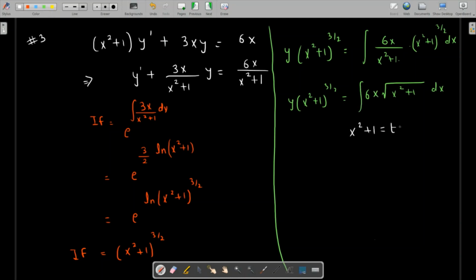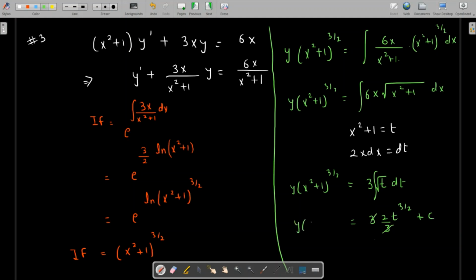So x squared plus 1 is t, which means that 2x dx is going to be dt. So the integration is now going to look like y times (x squared plus 1) raised to the power 3 over 2 is equal to, I think, 3 root t dt. If you integrate 3 root t, that's going to be 3t raised to the power 3 over 2 times 2 over 3, plus c. So the 3 and 3 cancel, and this thing remains as it is.